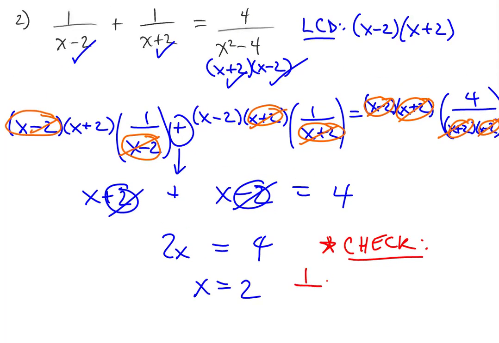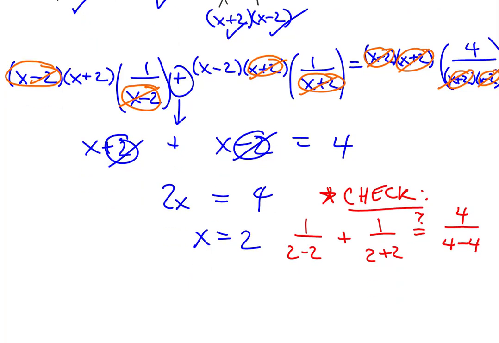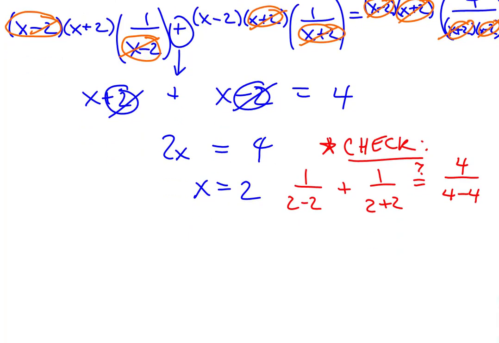So go back and find it. That would be 1 over 2 minus 2 plus 1 over 2 plus 2 equals, with a question mark, we're still investigating this. And then 4 over, and then if I plug in 2 for x squared, I'd have 4 and then minus 4. So now we have our equation to check, but you can start to spot how you might get a problem in some of these cases.